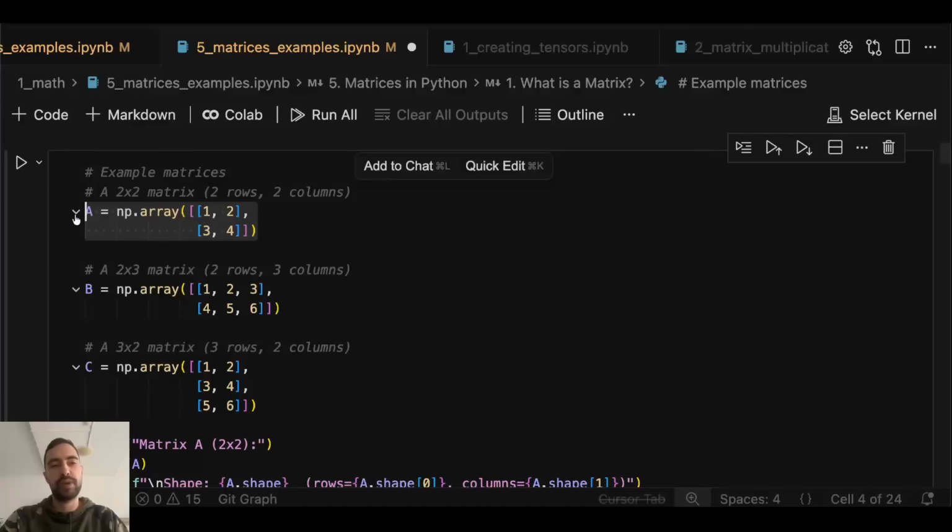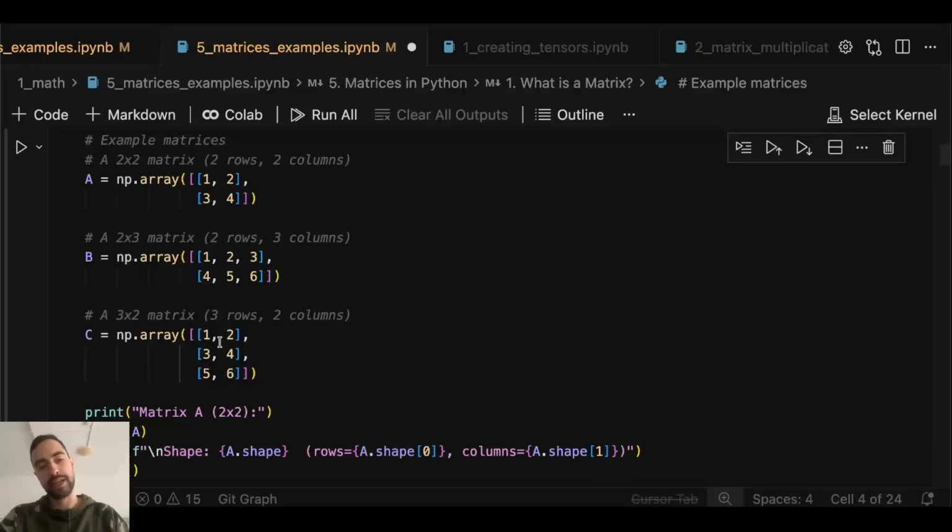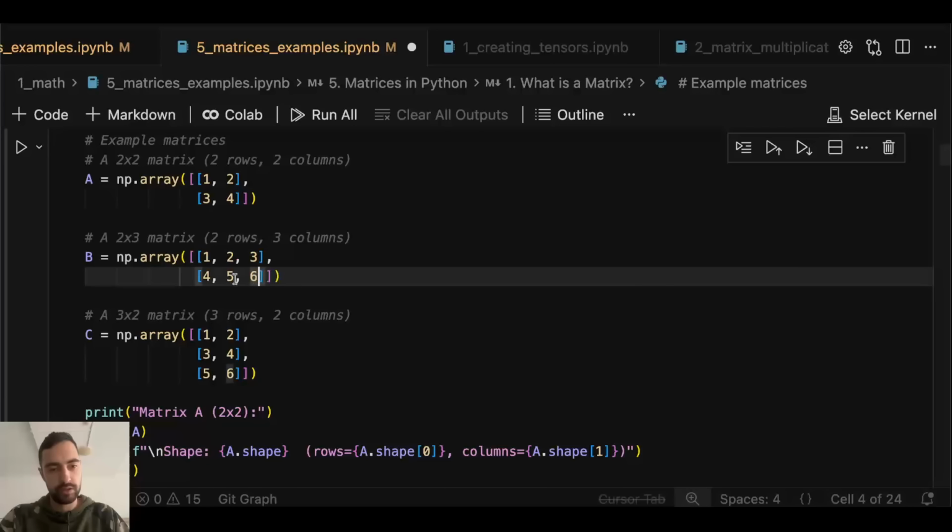We can also do it with PyTorch and stuff. And this is an example of a 3 by 2 matrix. So 3 rows, 1, 2, 3, and 2 columns. Now these rows and columns are going to take some time for you to understand intuitively and quickly what's happening. Like a 2 by 3 matrix, 2 rows and 3 columns.